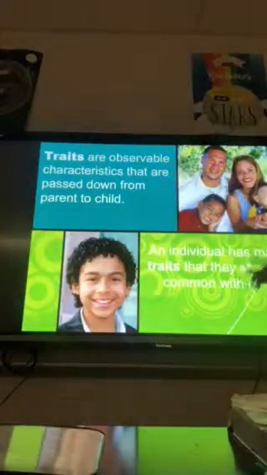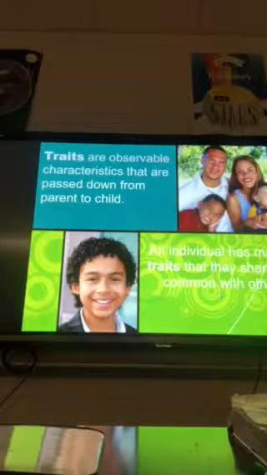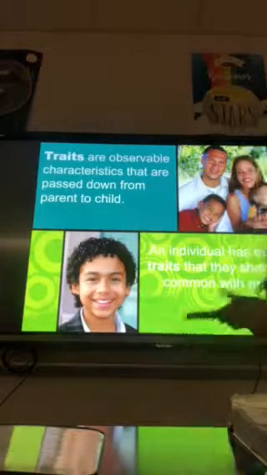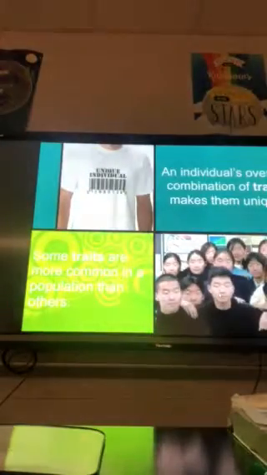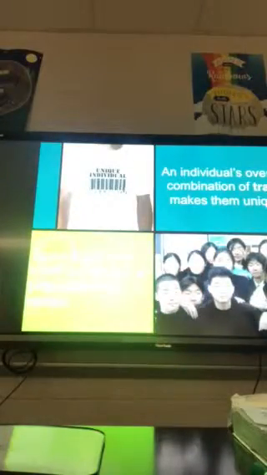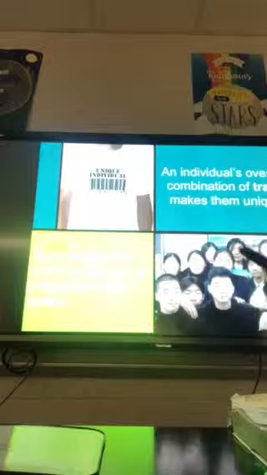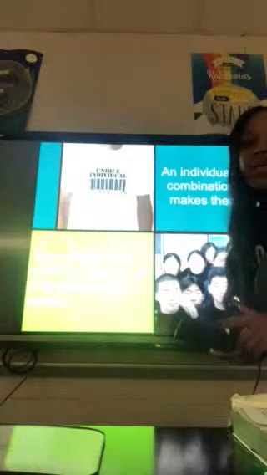And an individual has many traits that they share in common with others. We all know that, right? Okay. So, some traits are more common in the population than others, as you can see here. Some regions tend to have people that look a lot more like each other. And an individual's overall combination of traits is what makes them unique. So that's what makes me different from you and you different from myself.